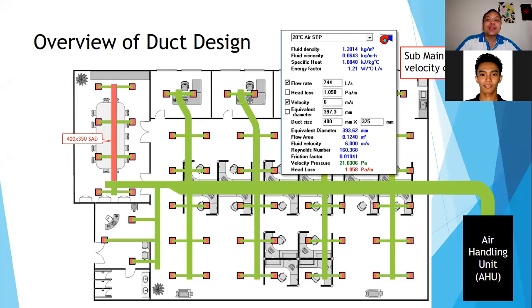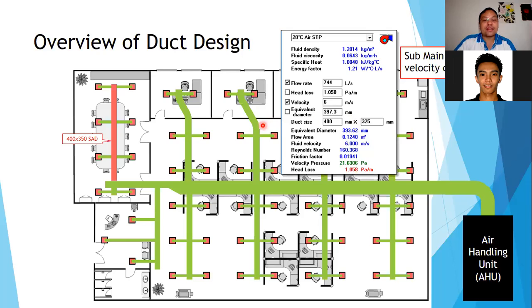At 744 liters per second, 6 meters per second, I get a duct diameter of 397. So 400 by 325. There's no such thing as 325, so we go to the next highest, 350. So our duct size is 400 by 350. As much as possible, we use a square type duct because the square duct is the nearest to your circular duct. We will discuss that later. But for now, as much as possible, we use the nearest square size duct.